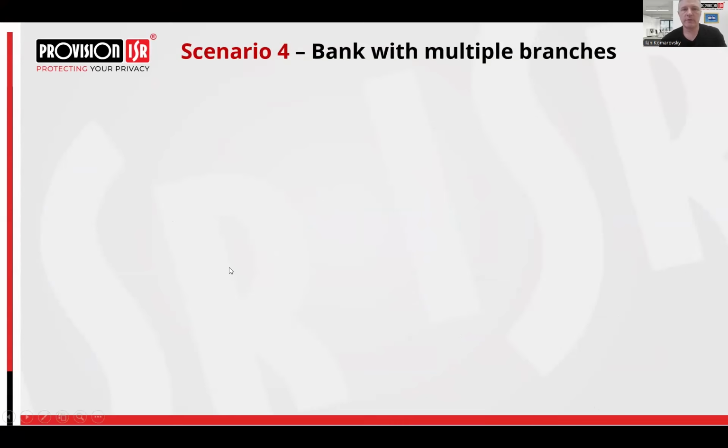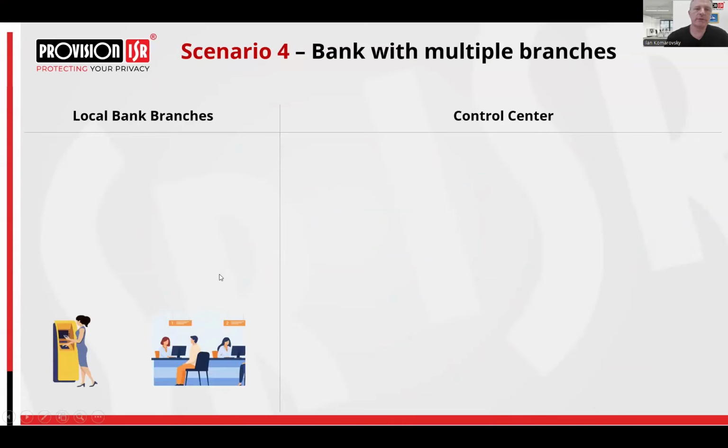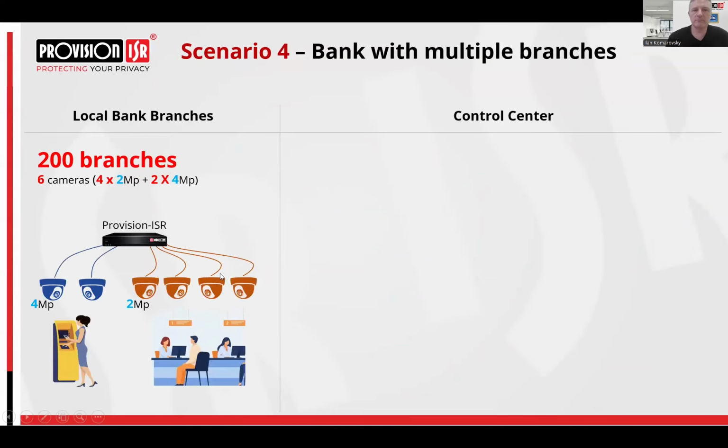And this is a bank. So in case of a bank, you have basically 200 branches of this bank. And this bank is having the same situation of 6 cameras. There are 2 cameras of 4 megapixels overlooking the ATM and 4 cameras of 2 megapixels inside the bank to see the people inside.